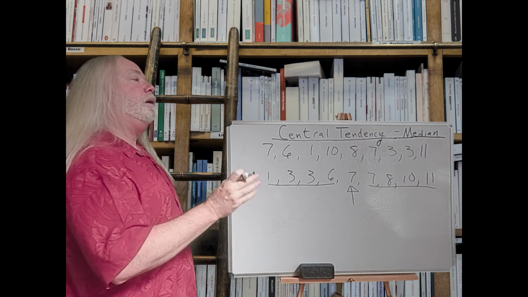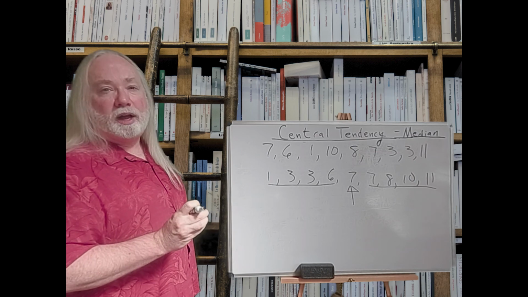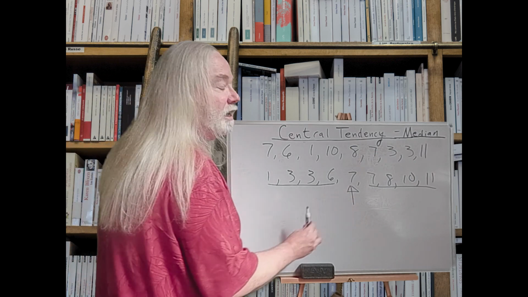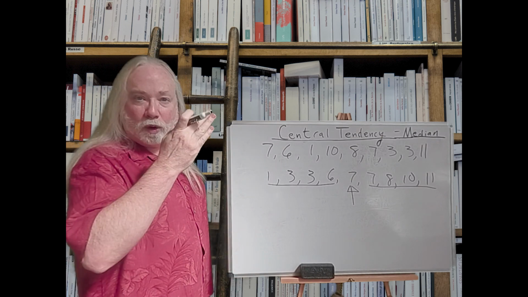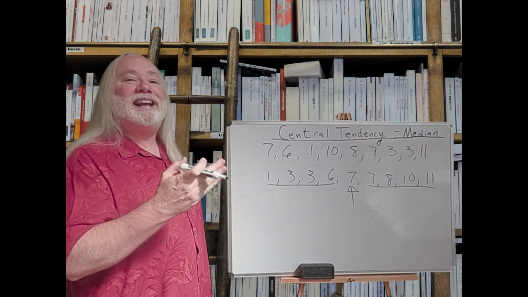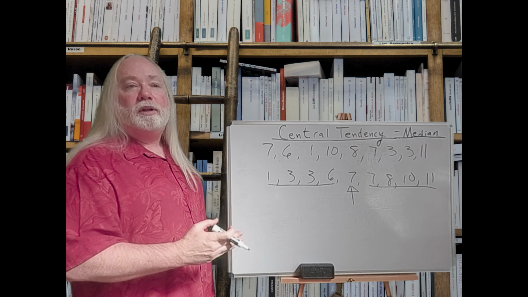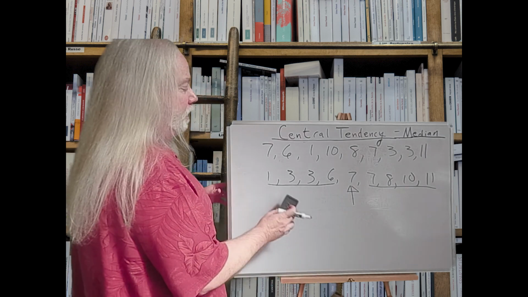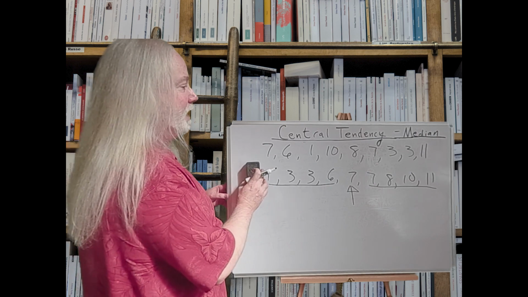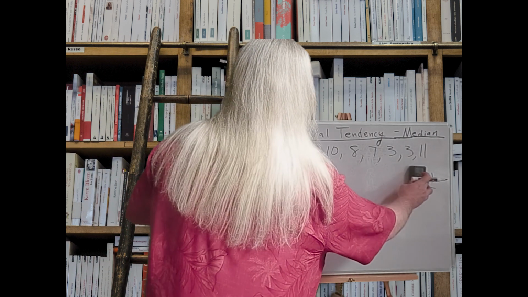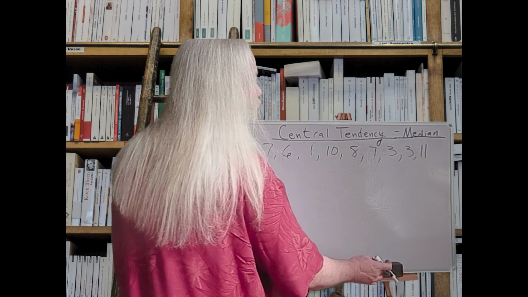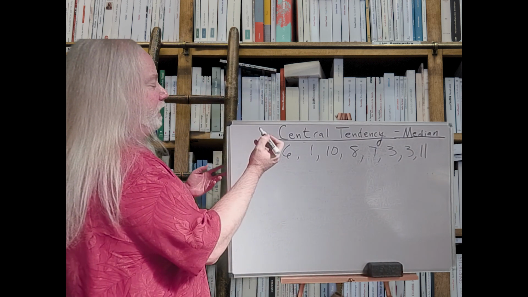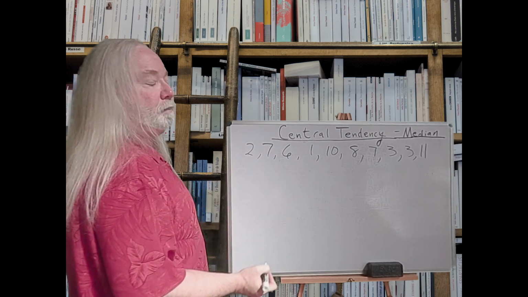Now, I made sure to set us up with an odd number of scores, because with an odd number of scores, there's always exactly one value, one score in the middle. But if we had an even number of scores, we won't have one score in the middle, we'll have a pair of scores in the middle. So let's say I add another score to my list. Let's say the score I'm going to add, and I'll put it over here on the side, is a 2.